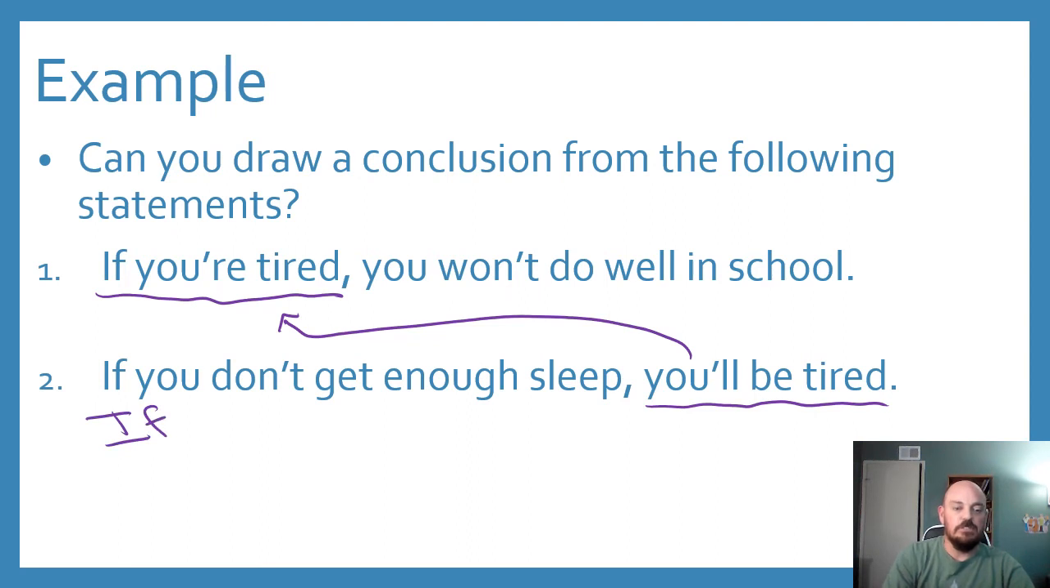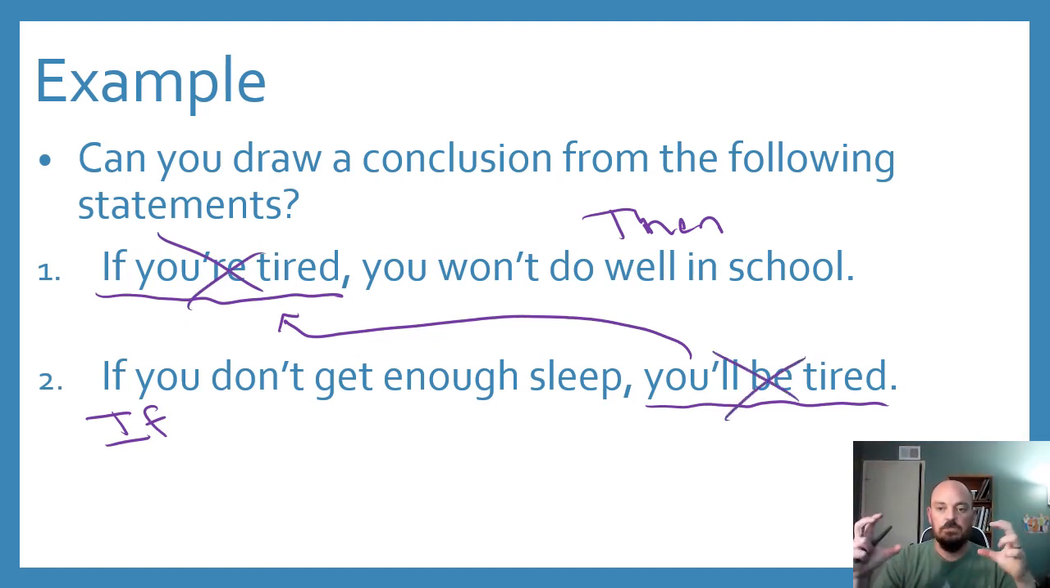So what I'm going to do is start with this. This is going to be my first if. I'm going to skip right through the you being tired. I'm not going to say if you don't get enough sleep, you're tired, and if you're tired, you won't do well in school. I'm going to skip straight from the first if to the last then, and we're just going to skip this part about being tired. We don't need that. So yes, I can draw a conclusion from these two statements. What I would say is, if I don't get enough sleep, then I'm not going to do well in school. And that's how the law of syllogism works.